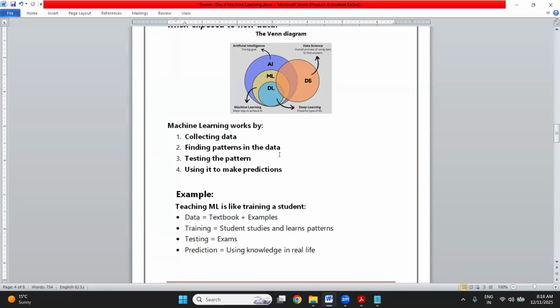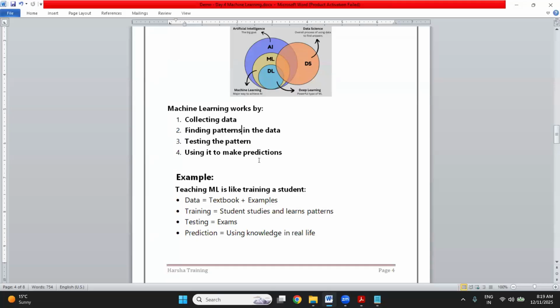Then what is the second step? The second step is finding patterns in the data. Ultimately, this is what machine learning algorithms do basically. Its main job is to find the patterns in the data. What do you mean by pattern? What is a pattern? Can somebody type? This word we will regularly use as long as we use machine learning. So what is a pattern? A pattern is a particular structure or particular set of information, right? So machine learning algorithms will try to find out patterns in our data.